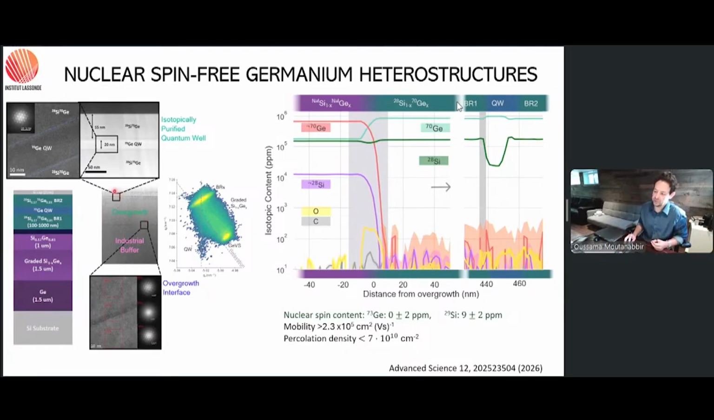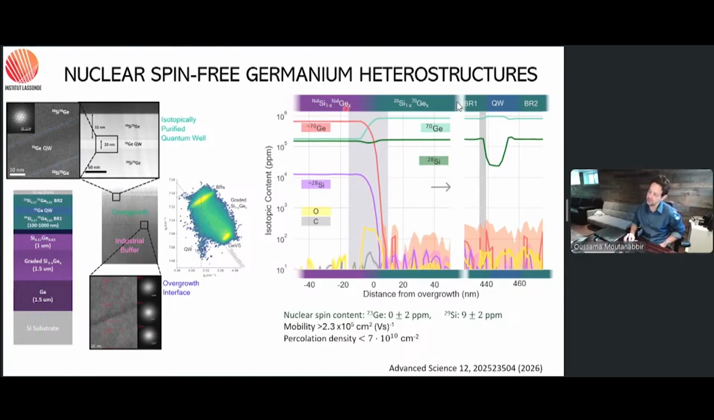And if you zoom in near the surface, you see that the isotopically purified quantum well has very well defined interfaces. And in the reciprocal space map, X-ray diffraction, we see that the barrier that we grow, what we call here overgrowth, is exactly the same composition as the silicon germanium buffer. So that recipe works fine. Now this is a very complex figure showing the isotope distribution.